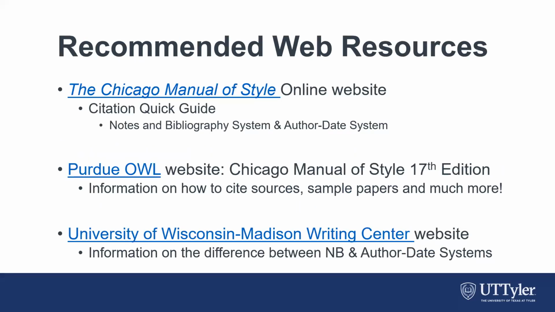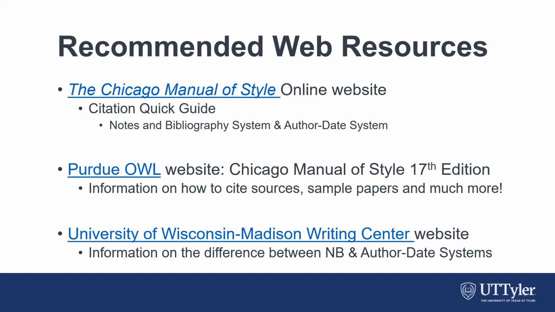And just some recommended web resources that I wanted to also talk about very briefly. There's three I wanted to plug. Chicago Manual of Style has their own official website. You have to pay for some of the things there, but they have what's really awesome, called the Citation Quick Guide. They'll give you a dozen or so of the major types of sources that are usually cited.